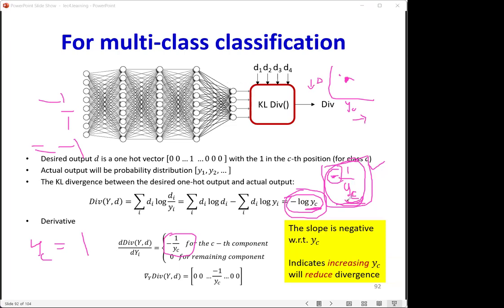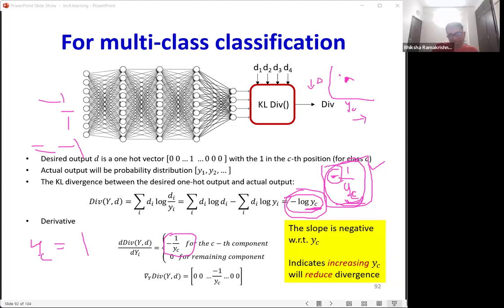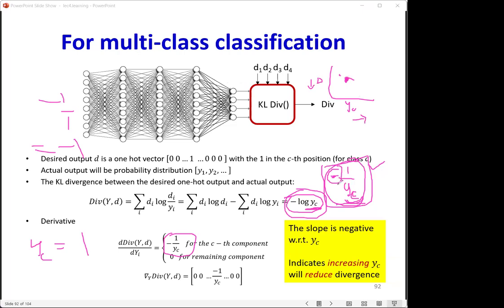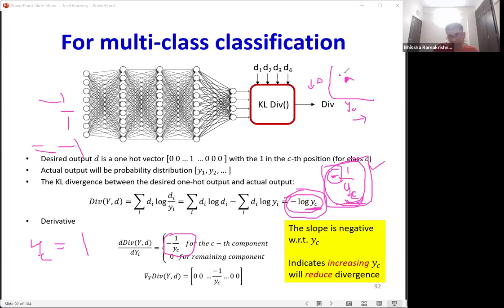Right, okay. When yc is 0, what is going to happen? You tell me. Divergence will become infinity. The slope is going to be -infinity, correct? So it's going to be very steep this way. And it's going to tell me, come on, increase by a lot, increase by a lot. It's basically getting panicky about increasing. Make sense?